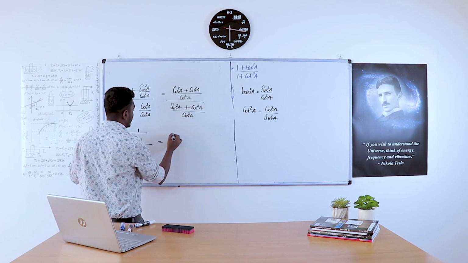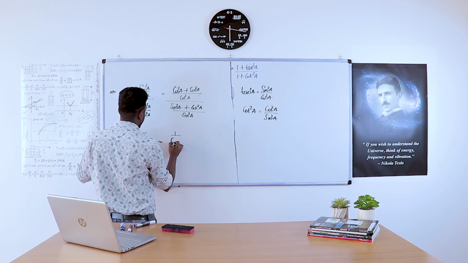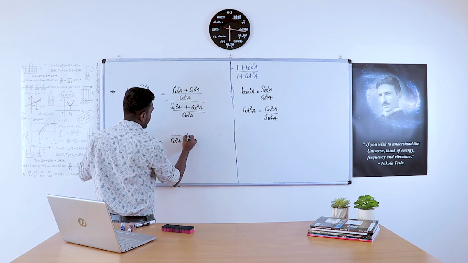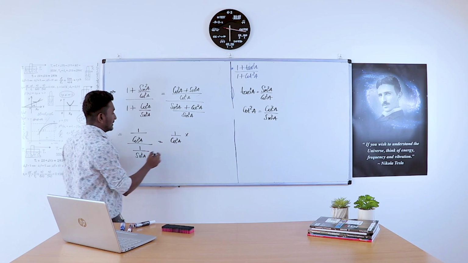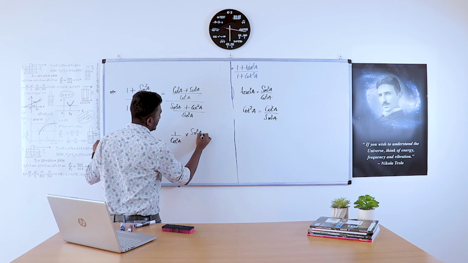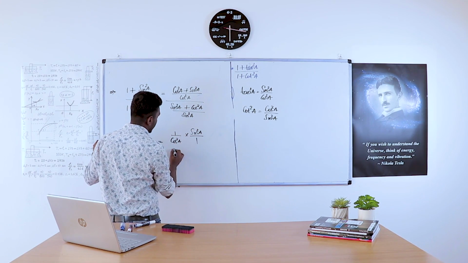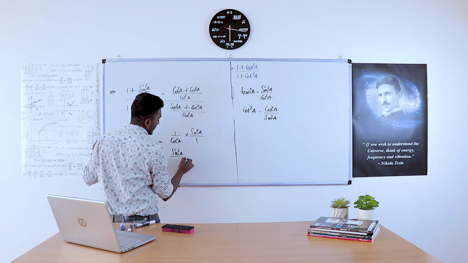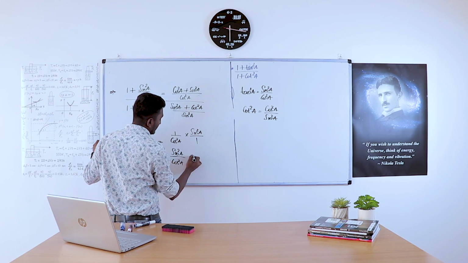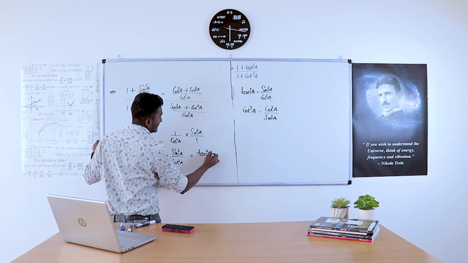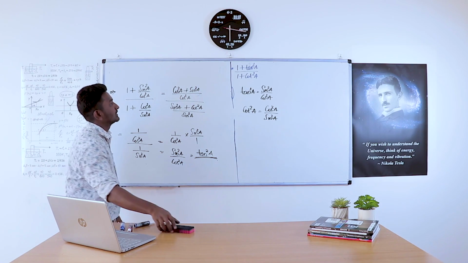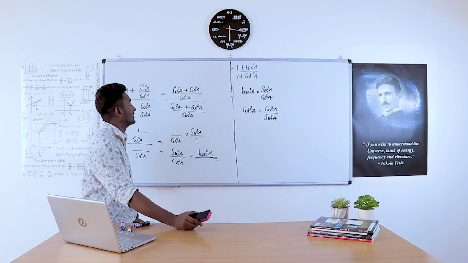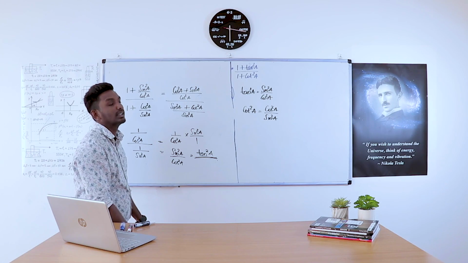That is equal to 1 by cos square a. Here divided by another fraction, then it becomes multiplication, taking the reciprocal. So into sin square a by 1. So what is sin square a by cos square a? It is tan square a. So the final answer is tan square a.